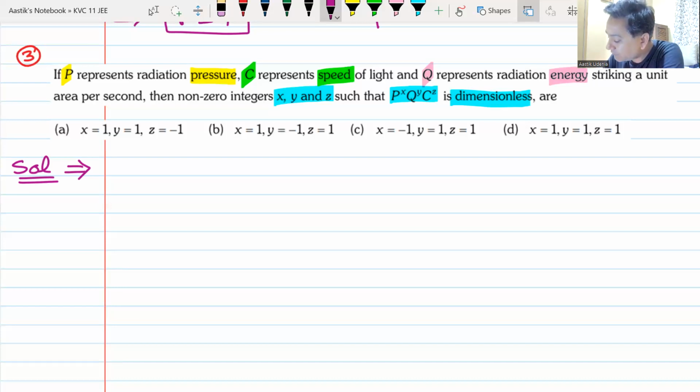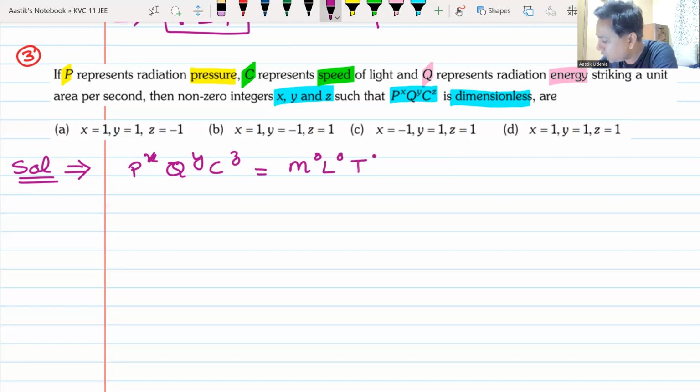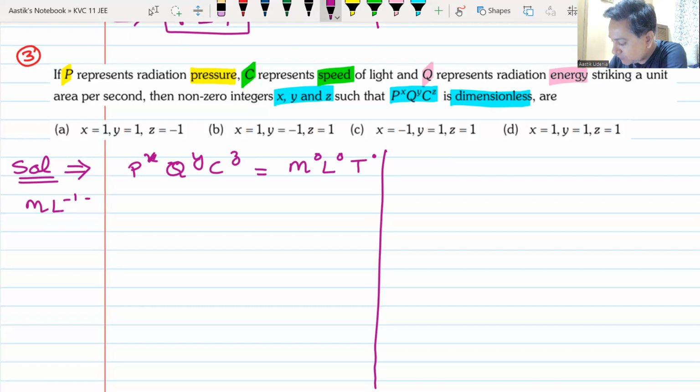So what I have is P raised to the power of X, Q raised to the power of Y, and C raised to the power Z must be dimensionless. That means M will be 0, L will be 0, and T will be 0. Okay. Let us now write the dimensions of pressure. What are the dimensions of pressure? M L minus 1 T minus 2. Yes, beta.